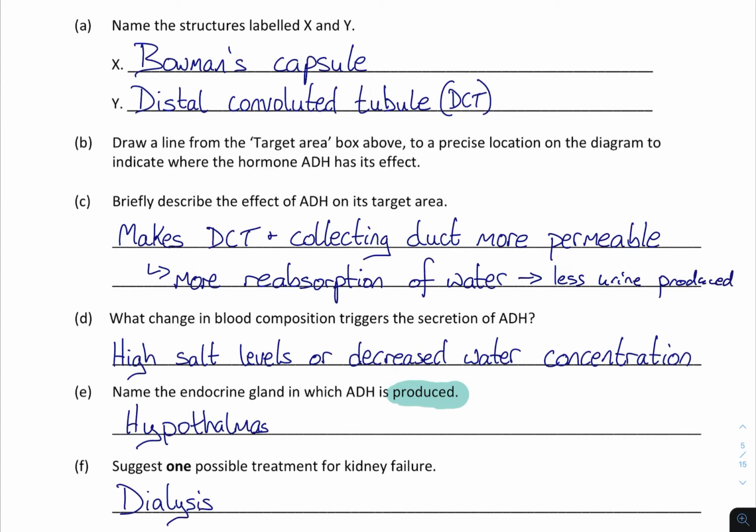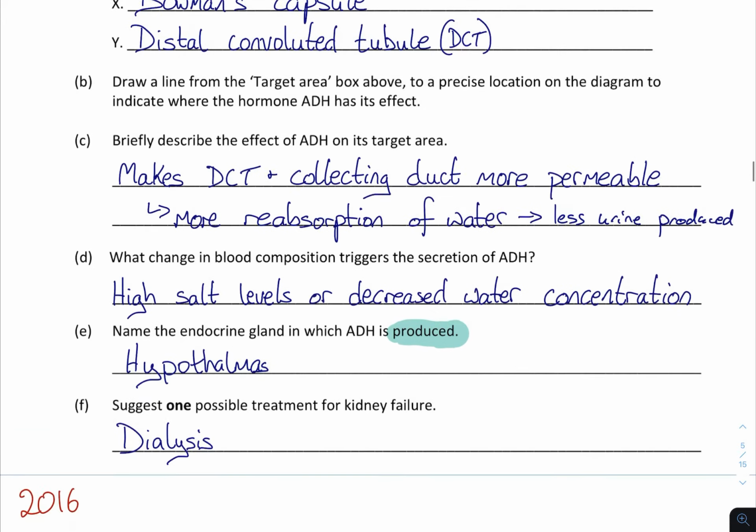Okay. What change in the blood composition triggers the secretion of ADH? Well, there are two ways this can happen. Either you have high salt levels in the blood, or you have low water concentration levels. So there are two ways the blood composition triggers the secretion of ADH: high salt concentrations or low water concentrations.